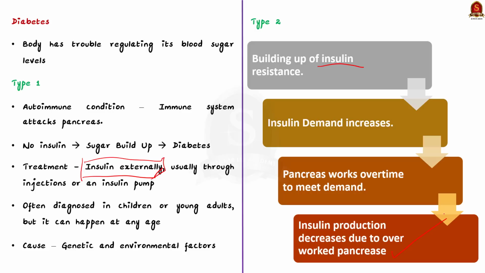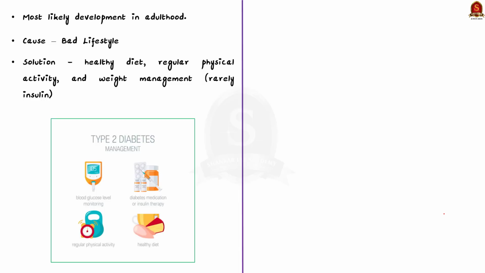Type 2 diabetes is more likely to develop in adulthood, but it's becoming increasingly common among younger people due to lifestyle factors. Now moving on to the treatment. Treatment for type 2 diabetes can involve lifestyle changes like a healthy diet, regular physical activity, and weight management. Some people may also need oral medications or insulin therapy to help manage their blood sugar levels. These are all some of the basic points that you have to remember about type 1 and type 2 diabetes.